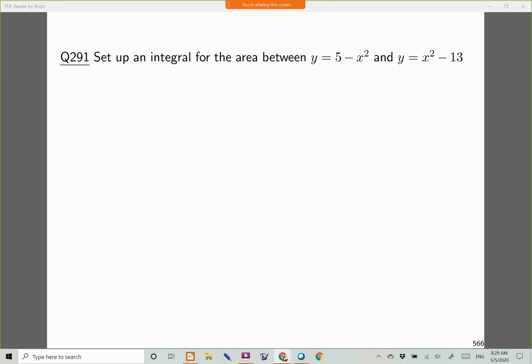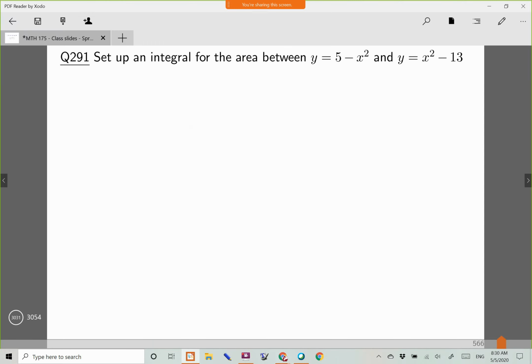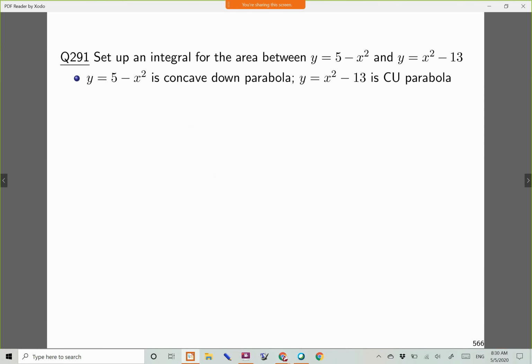Okay, so this is two parabolas, right? Because it's y equals x squared of some form. There's not like an x cubed. These are both parabolas. One is kind of upside down, one is right side up. So I'm actually going to use the language of concavity to discuss this. So y equals 5 minus x squared is a parabola that's concave down. When you take the second derivative, you get a negative number. Y equals x squared minus 13, though, is a concave up parabola. When you take the second derivative, you get a positive number.